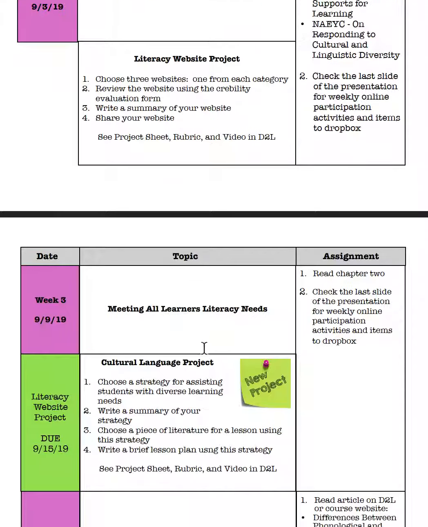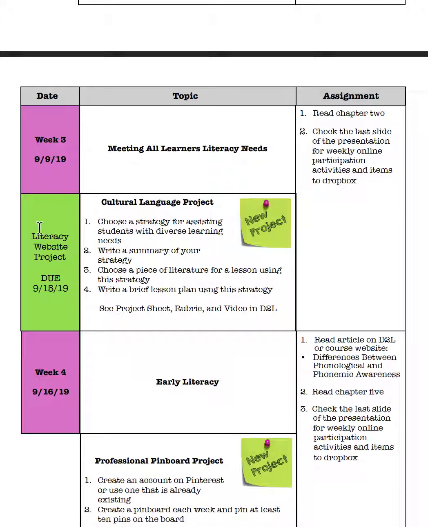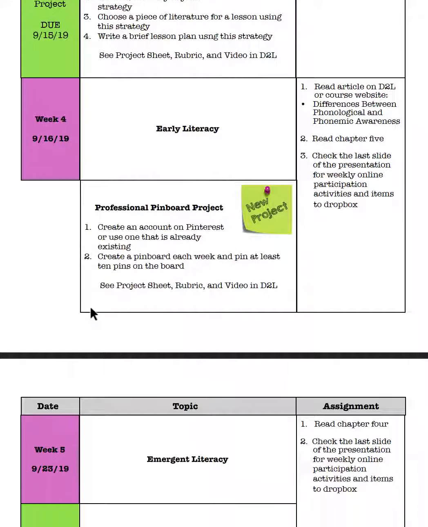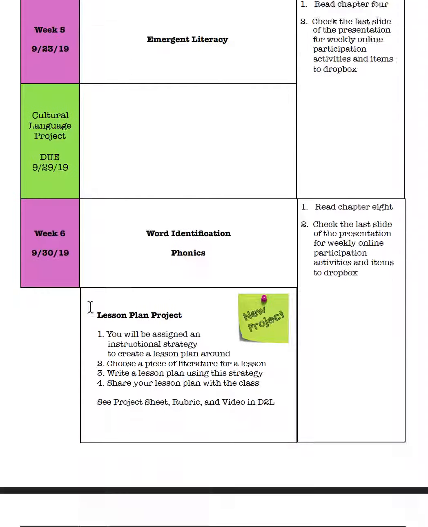If you have a green box, that means there's a due date for a project. Just look for that in the Dropbox area. And as you can see, basically we have everything spaced out pretty carefully through the semester.